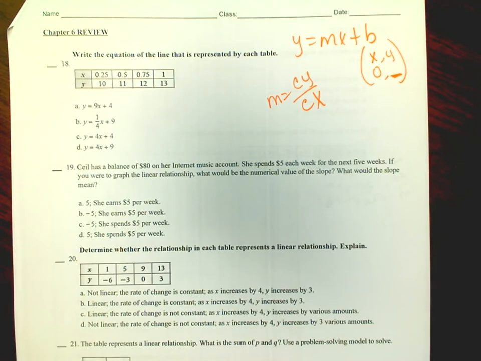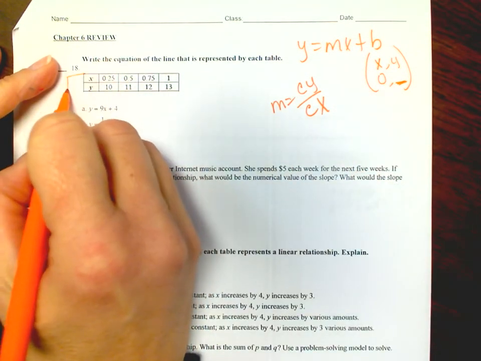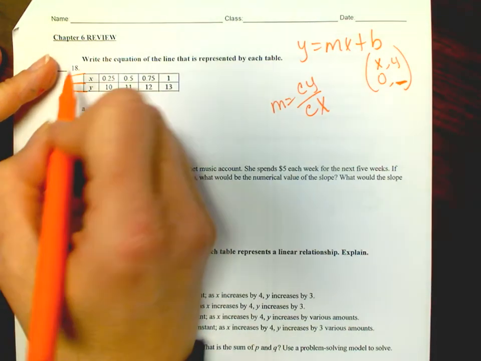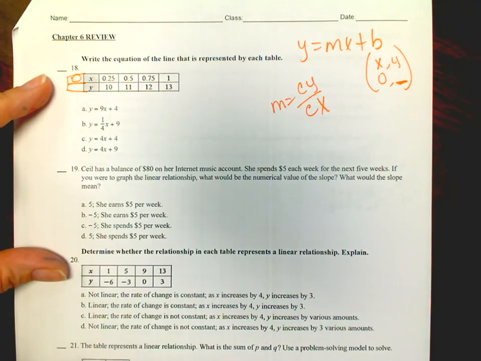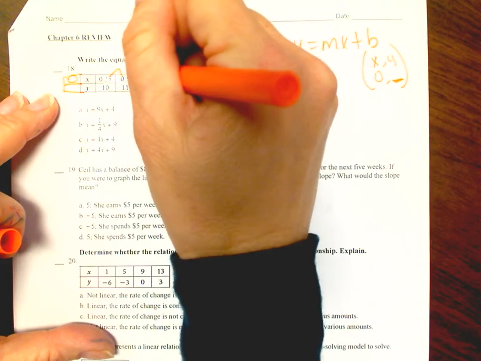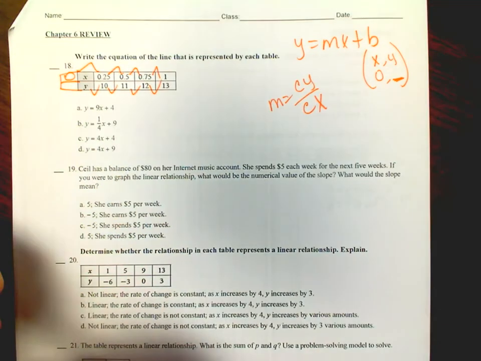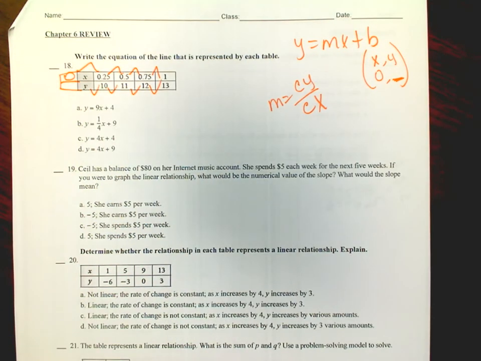And remember, just because it doesn't have a 0 for x, find it. What would go here if 0 was my x? If you find your constant rate of change, it won't be a problem. Okay? Number 19.